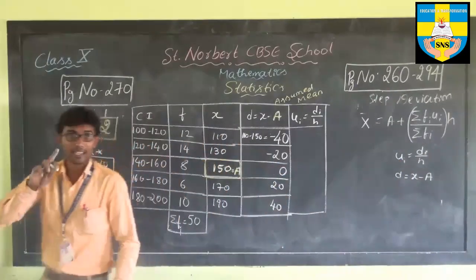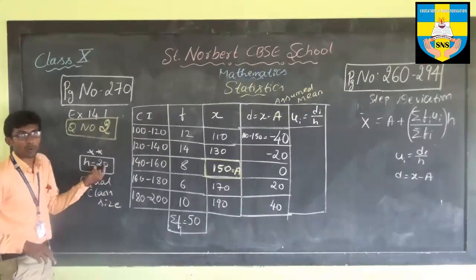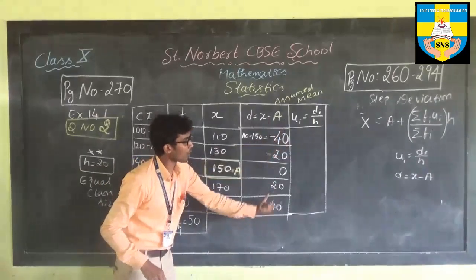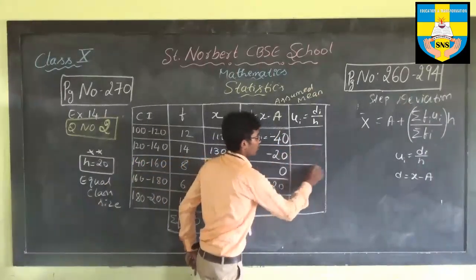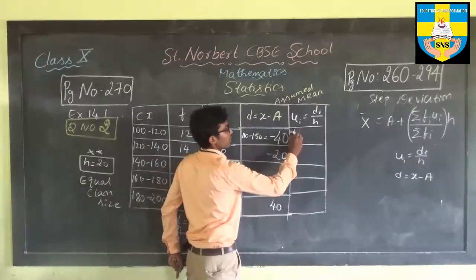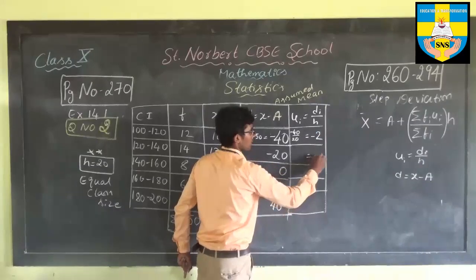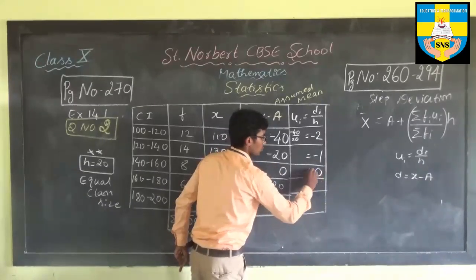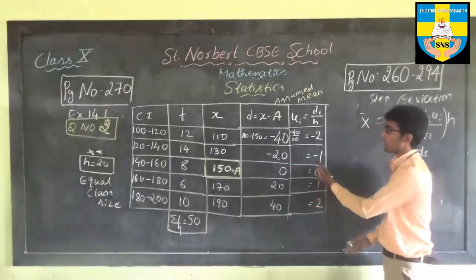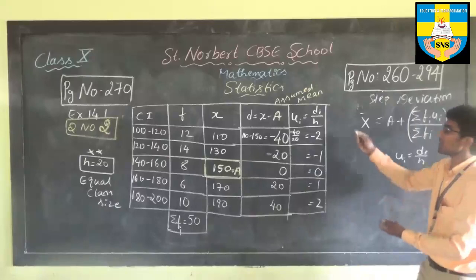As I said earlier, h is the class size. We have equal class size here, that is nothing but 20. Let me divide every number of the d column by 20. If you divide by 20, you will have minus 40 by 20, which will be minus 2. Then minus 1, 0, 1 and 2. Is it not simple to multiply any number with 2 or 1? That is why we are trying the problem with the step deviation method.